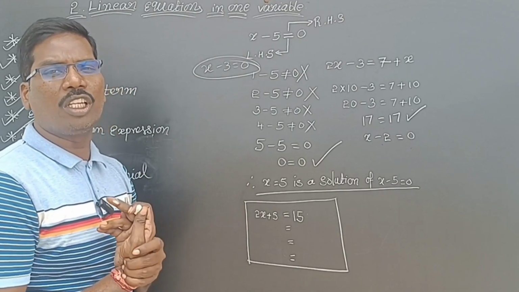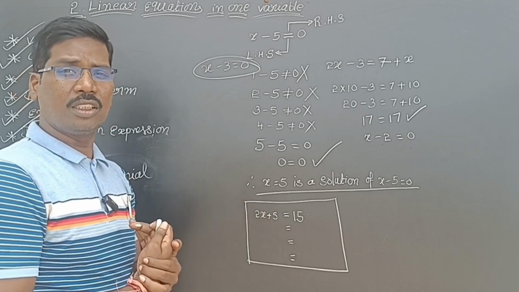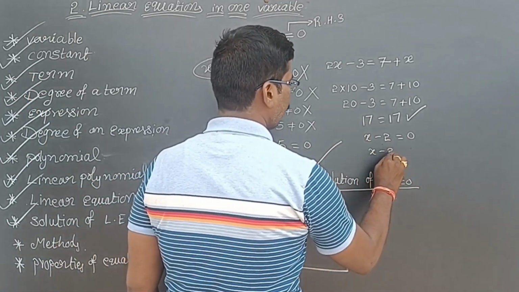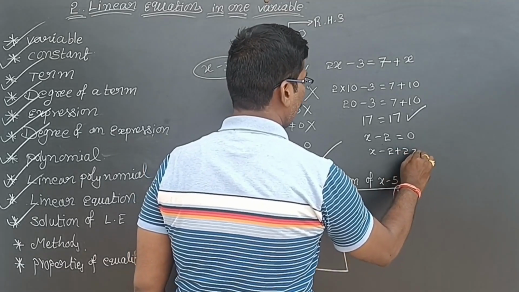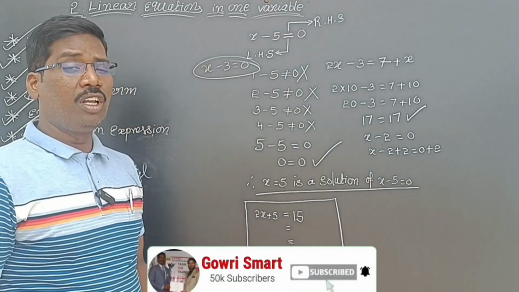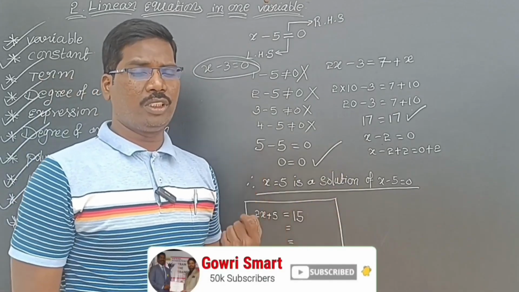Adding the same number to both sides, you will get the answer. See here, plus 2, I am adding to both sides. Means x minus 2 plus 2 is equal to 0 plus 2. What have I done? Plus 2, I am adding on both sides.